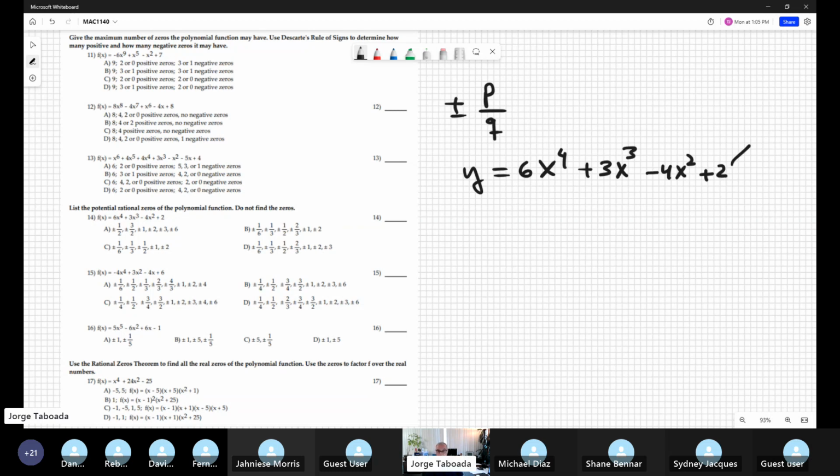And then who is p? P is 2. Who is q? Q is 6. Okay, so we have plus and minus, and you break it down any possibility. In the top we have 2, and this is 6. And you put plus or minus 1 and plus or minus 2. We have only 2 possibilities.